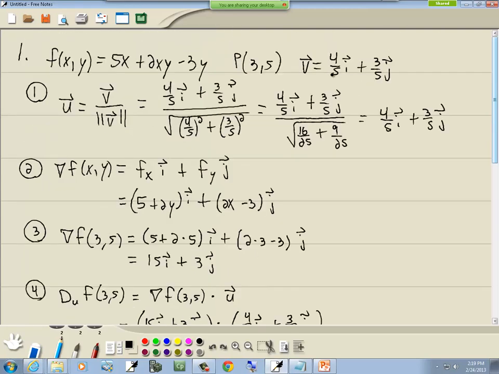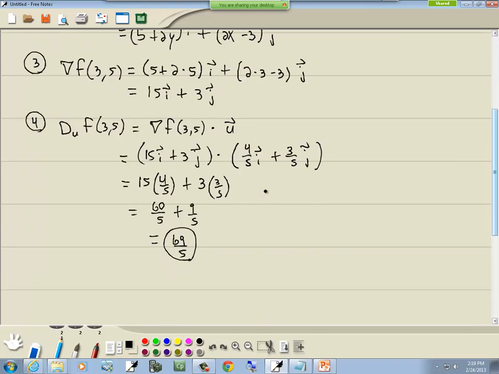And again, I could pick any vector here. So there's an infinite number of possibilities depending upon which way we're pointing.